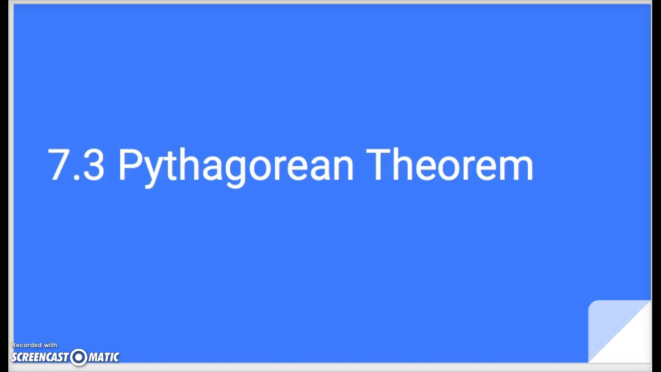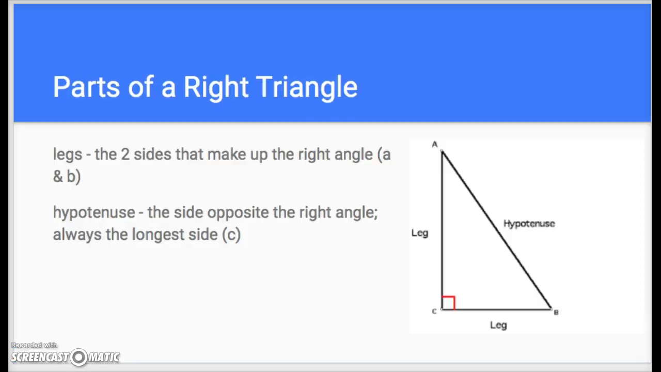Okay, so in this video, we're actually going to be looking at the different parts of the right triangle, and then just look at working with some right triangles and using the Pythagorean theorem that we've started talking about to find the missing side of the right triangle. So first of all, we're going to go through and define the parts of a right triangle.